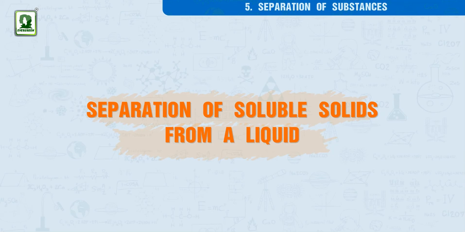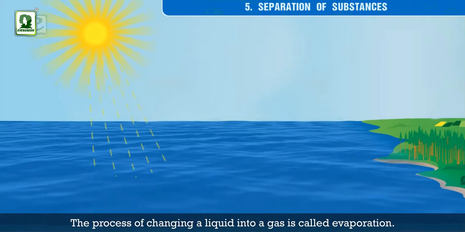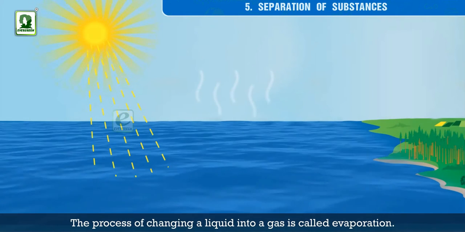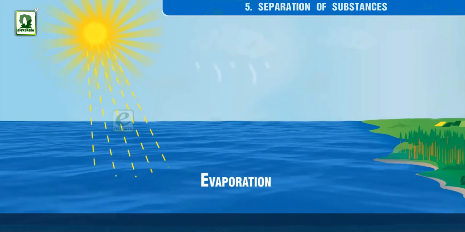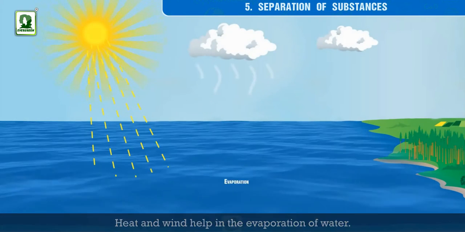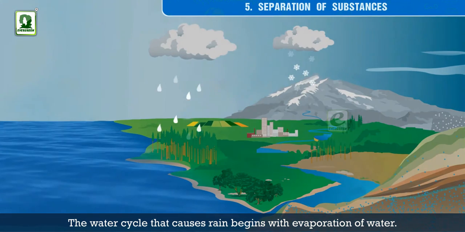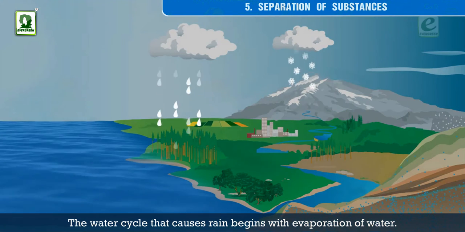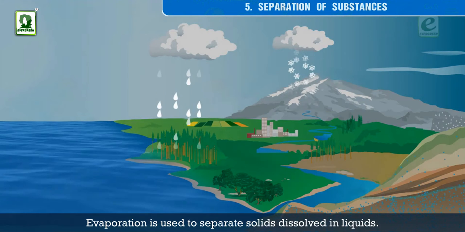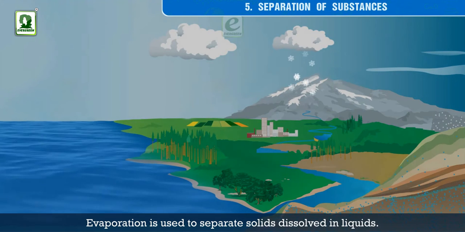Separation of soluble solids from a liquid. Evaporation. The process of changing a liquid into a gas is called evaporation. Heat and wind help in the evaporation of water. The water cycle that causes rain begins with evaporation of water. Evaporation is used to separate solids dissolved in liquids.